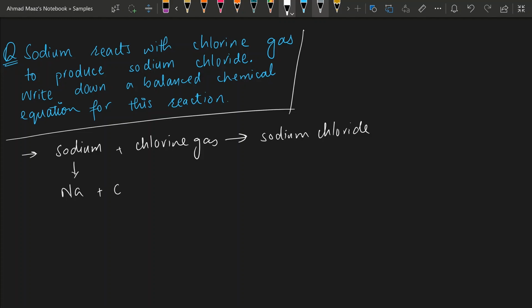Sodium is Na. Chlorine gas, because it's a gas, is a diatomic molecule. We know that it is a halogen, group 7, and it exists in diatomic form. And it gives us sodium chloride. And let's add state symbols. I'll just add state symbols right away. I won't wait for the equation to be balanced and then write them at the end. I just like to write them at the start. So sodium, it's a metal, it's solid. Chlorine, it's a gas, obviously. Sodium chloride, it's an ionic compound, and all ionic compounds are solids at room temperature.